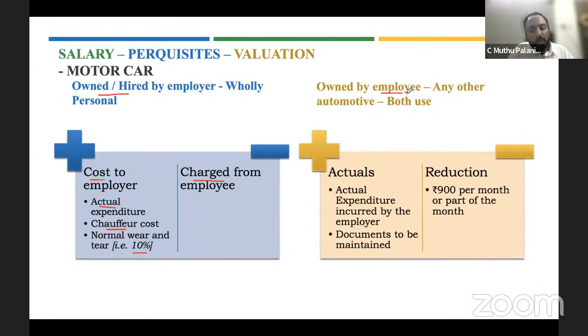Now, what if it is owned by the employee, but it is any other automotive, which means it's not a motor car, but it is used for both personal and office purposes. Again, actual expenditure; documents need to be maintained. You have to minus 900 per month. It is owned by the employee, so it is for all employees. It is actuals minus 900 per month. You take the actual expenditure, not normal wear and tear, because it is owned by the employee. It will also include the driver cost. So the actual expenditure incurred by the employer minus 900 per month applies to a vehicle owned by the employee, any other automotive that is not a motor car.